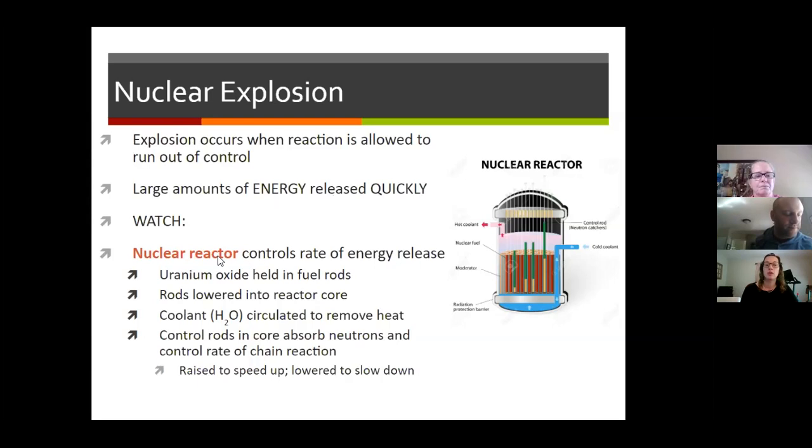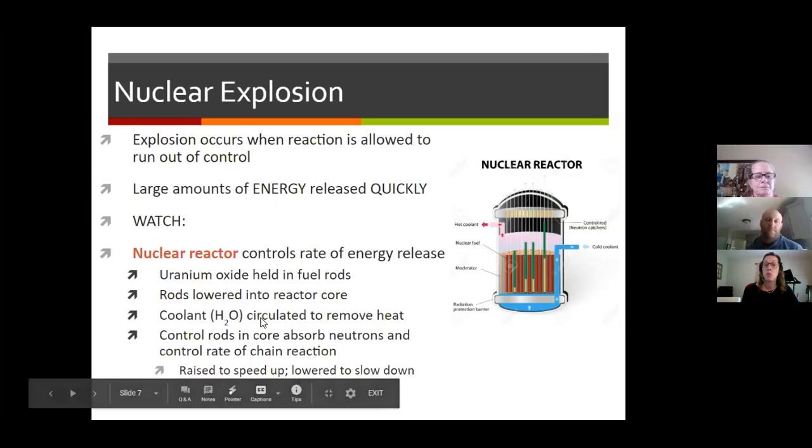So the nuclear reactor controls the rate of the energy release. And there's uranium oxide that's held in the fuel rods. That's that uranium that we are using as our fuel. Those rods are lowered into the reactor core. There's a coolant, which is the water that you saw, circulated to remove the heat.